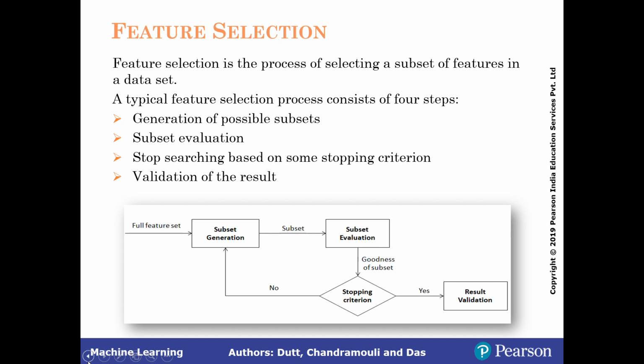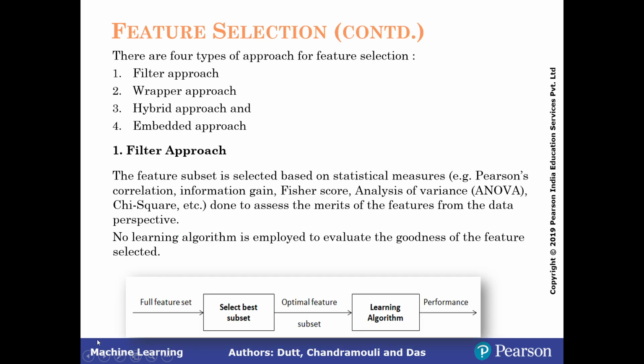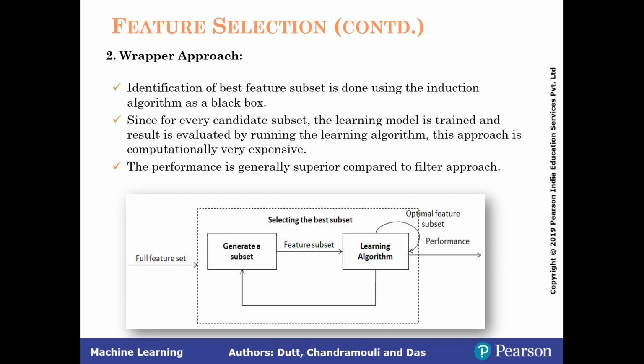Now we are going to see feature selection. By the term itself, you can understand that you are going to select the features. How? There are four approaches: filter, wrapper, hybrid, embedded. Filter, by the name itself, you can understand you are going to filter out. By using some statistical approaches like Pearson's correlation, chi-square, ANOVA, analysis of variance and all, you are going to do it. That's the first approach, filter.